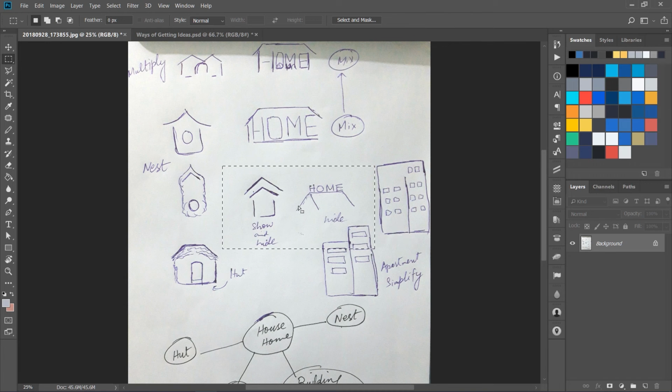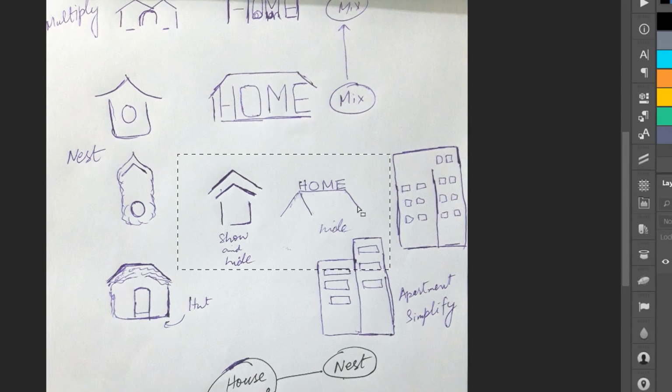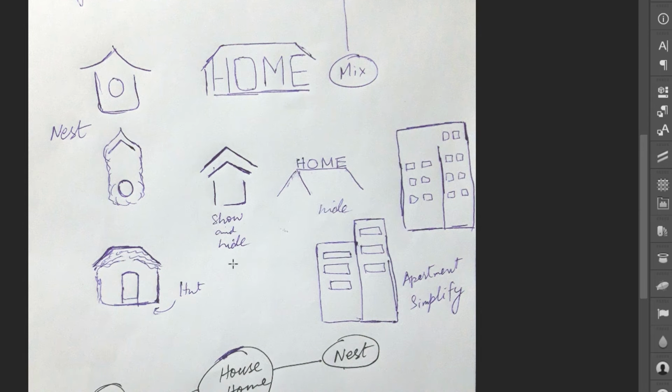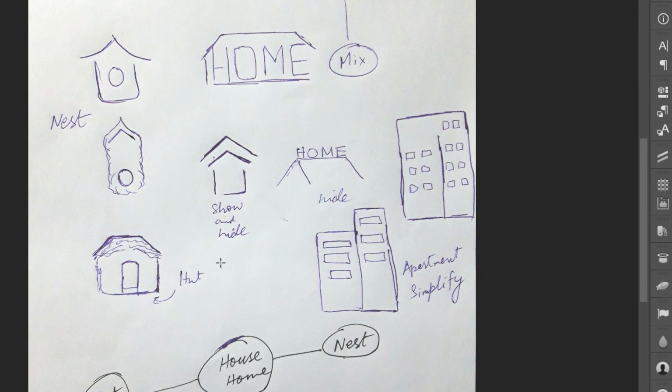You can see over here I have hidden the bottom part of the home, but just looking at these shapes, your mind is going to complete that this is a home. Similarly over here, again I'm showing and hiding a few areas of this home, adding one more at the top. We can refine that at the end in Adobe Illustrator or any other software.